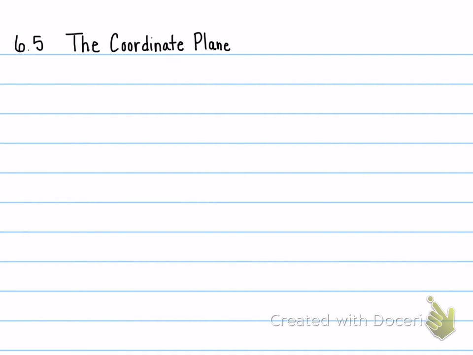Today we're going to talk about the coordinate plane. The coordinate plane is formed by the intersection of the horizontal number line and the vertical number line. We've talked about the horizontal and the vertical number line before.